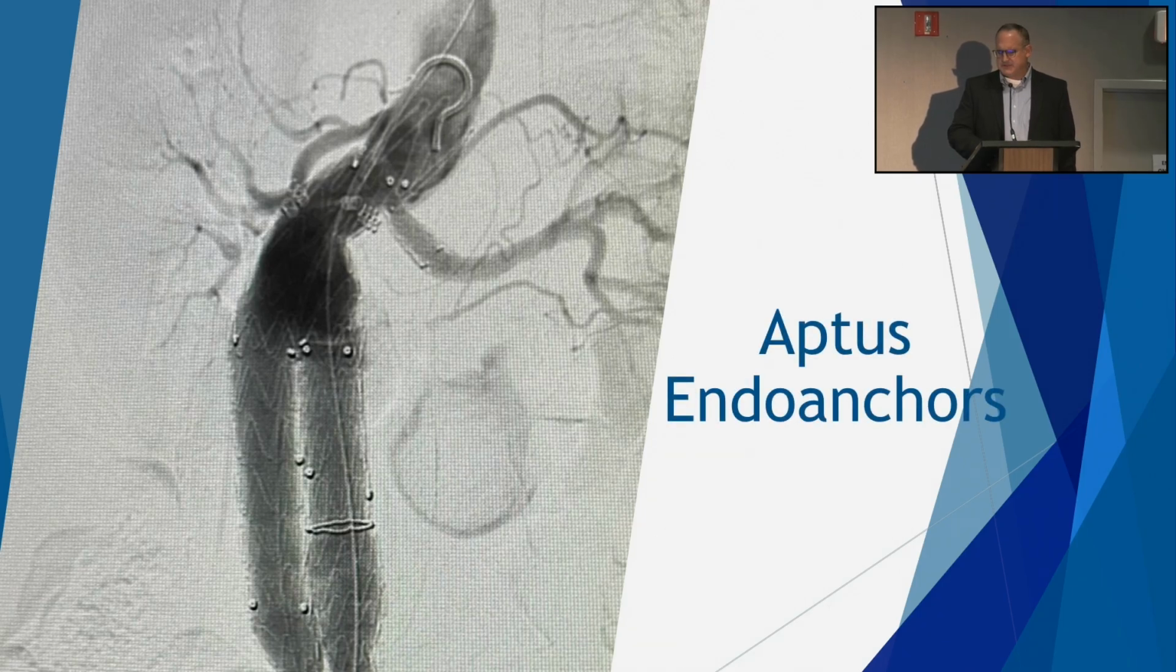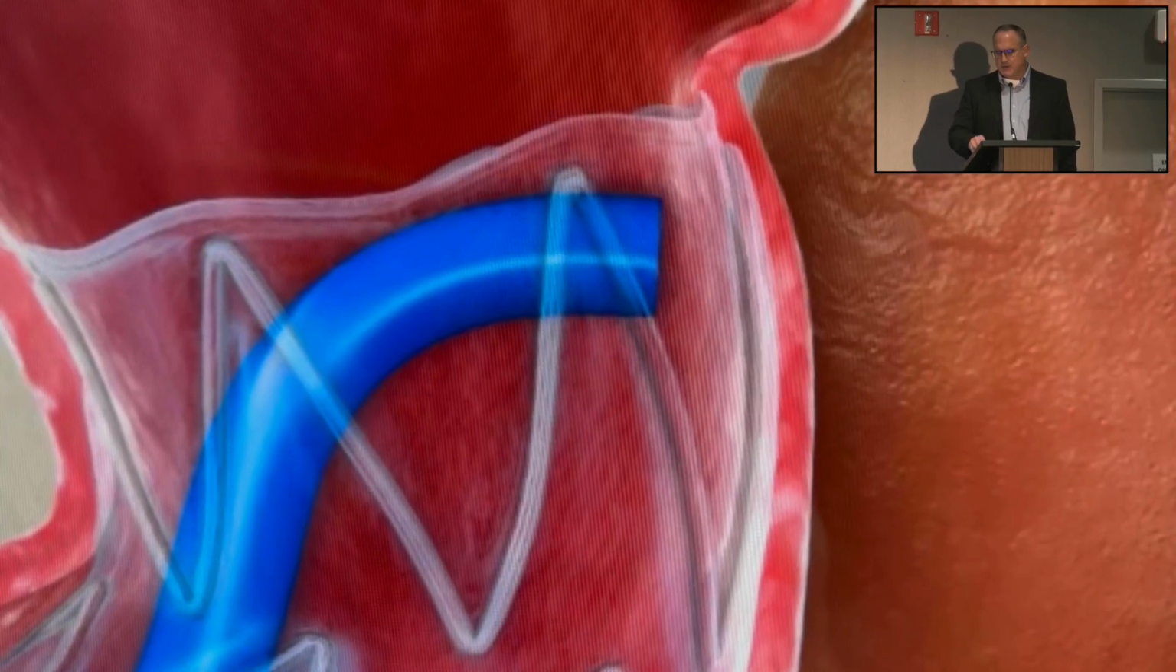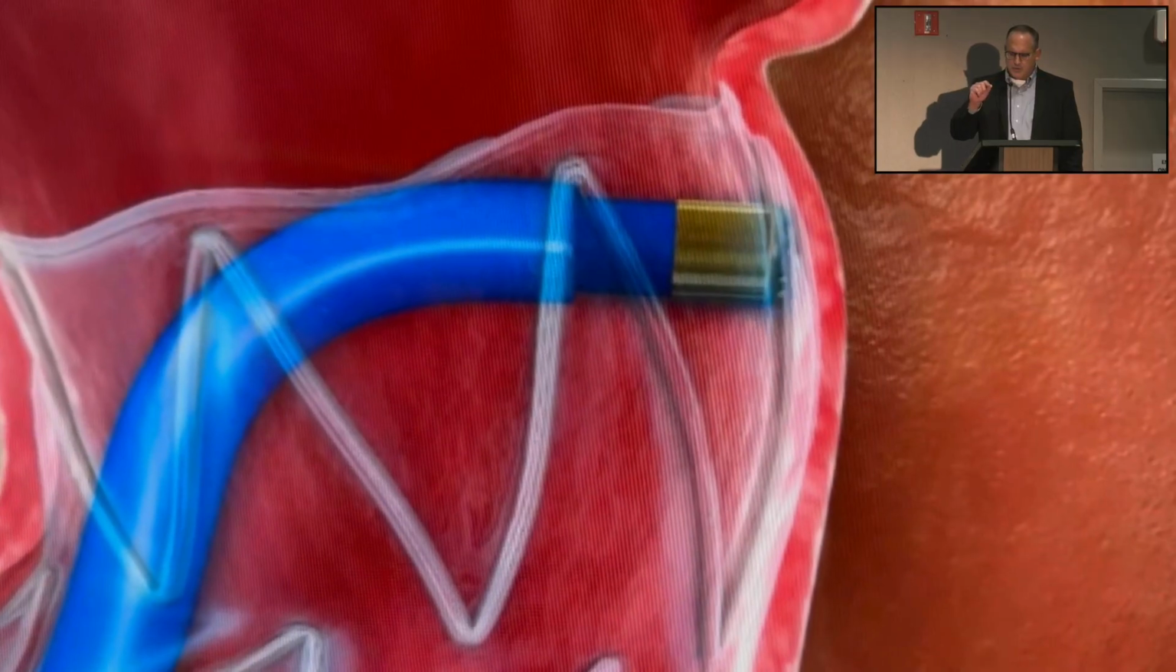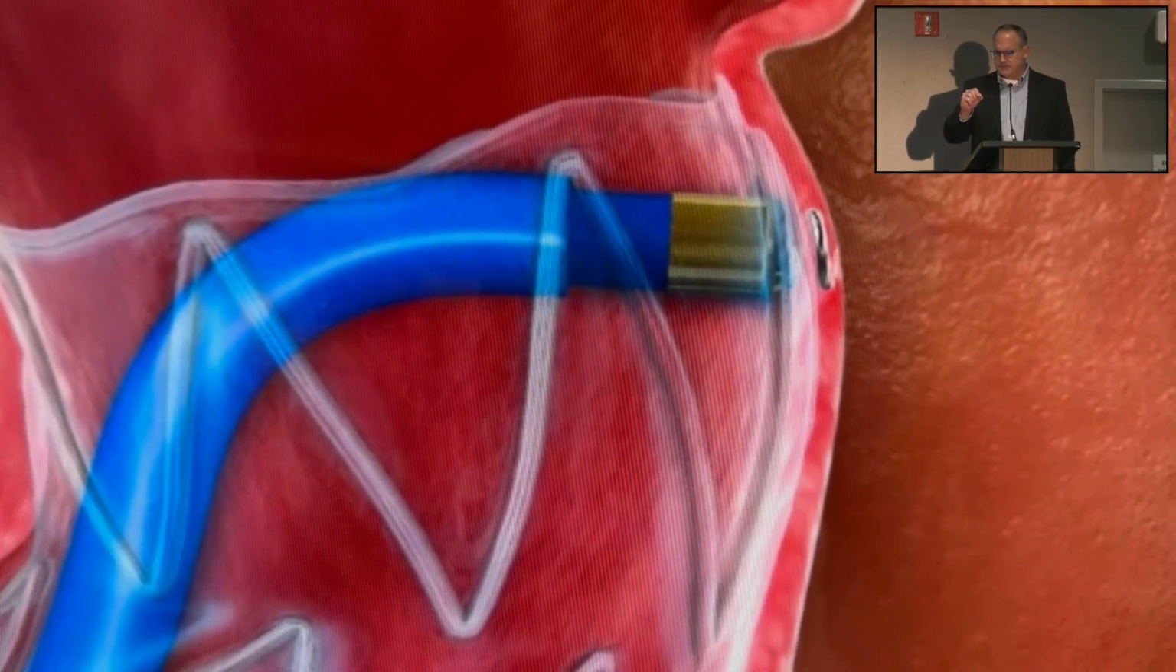So Aptus endo anchors are a tool that we can use to prevent a type 1A endoleak, an endoleak from the top. You can see they're basically like little screws that go through the graft. And here's an endograft in the wall of the aorta, and you can see it being placed. They secure the endograft to the wall of the aorta.